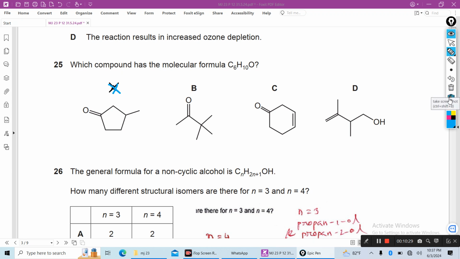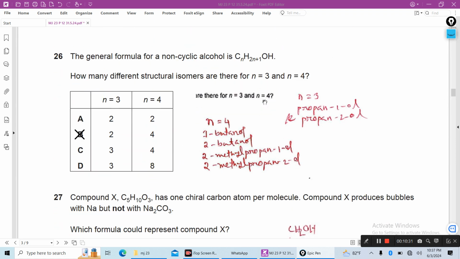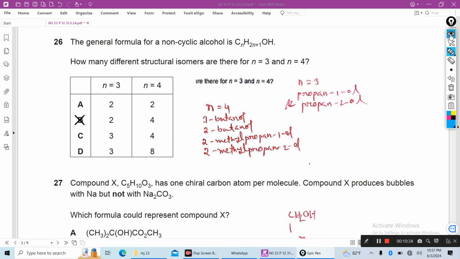Then number 26. The general formula for a non-cyclic alcohol is CnH2n+1OH. How many different structural isomers are there for n equal 3 and n equal 4? So if n equal 3, that will be propanol. Propanol has two isomers, one is propan-1-ol, the other is propan-2-ol.